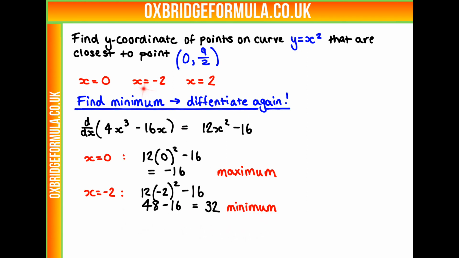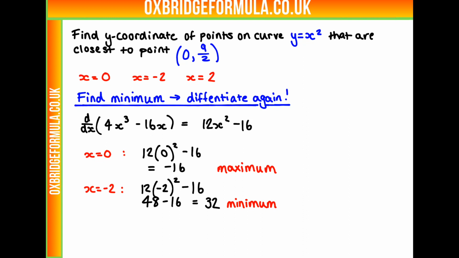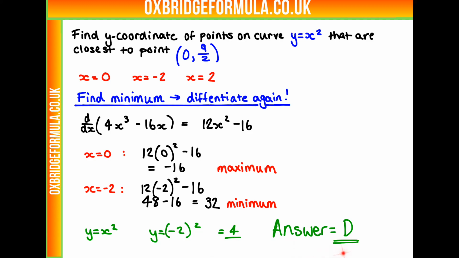So now we have our x coordinates, we need to find our y coordinates. So how do we do that? Well, we're just going to substitute it into our graph expression. So that's y equals x squared. If we substitute either 2 or minus 2 in, it's going to be y equals minus 2 squared, and that's going to give us 4. So our y coordinate is going to be 4. So our final answer is D.